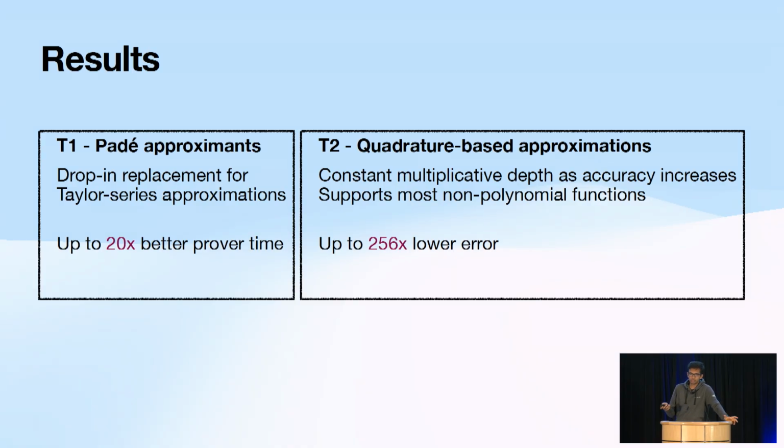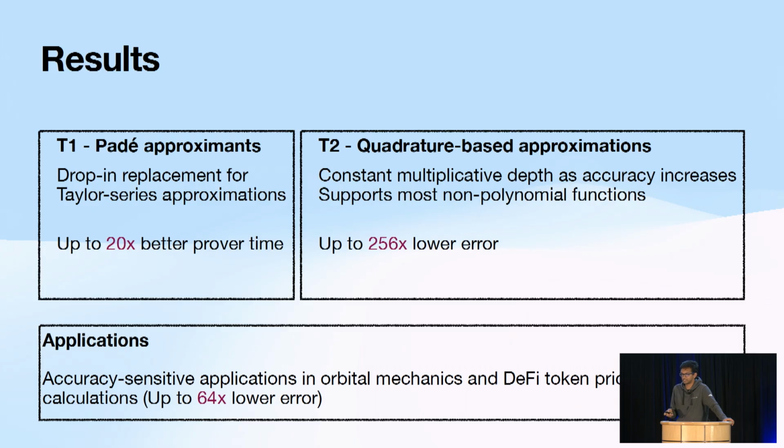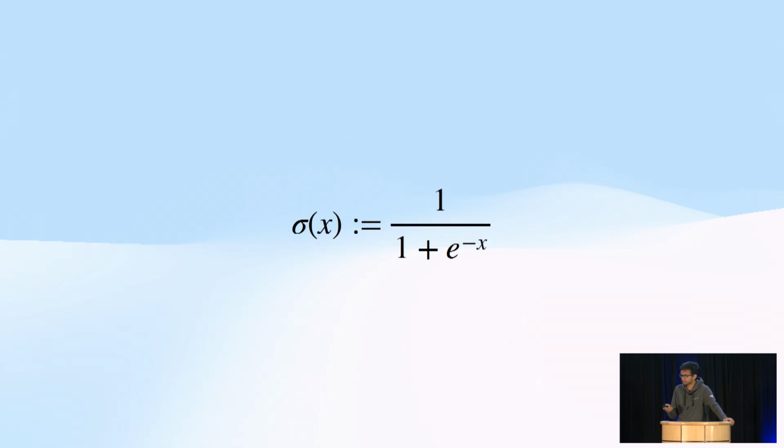And using both these techniques, we illustrate some high accuracy requirement applications, things like orbital mechanics. You want to know if an asteroid is going to hit you tomorrow or 10 years in the future. Or things like token pricing. You want to make sure that you don't have errors in, say, your last bit. And we show that you can get up to 64 times lower error.